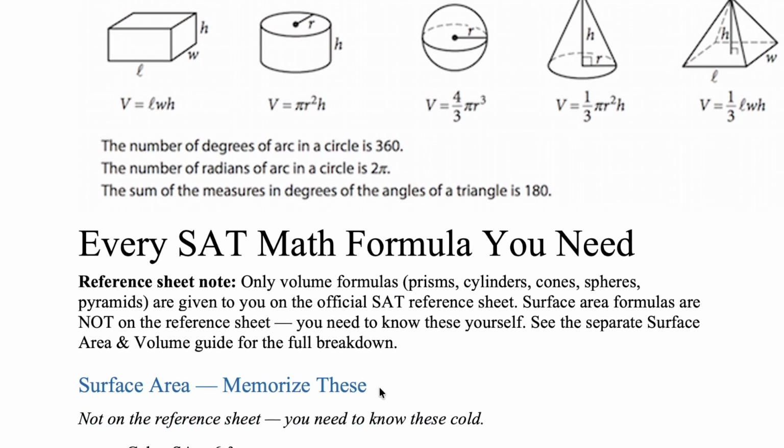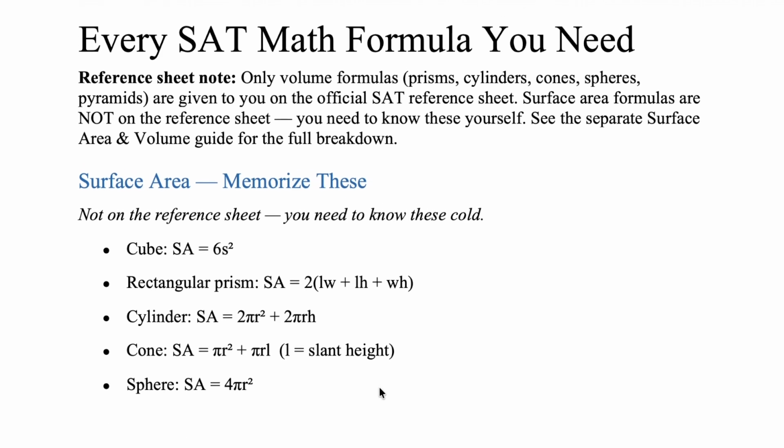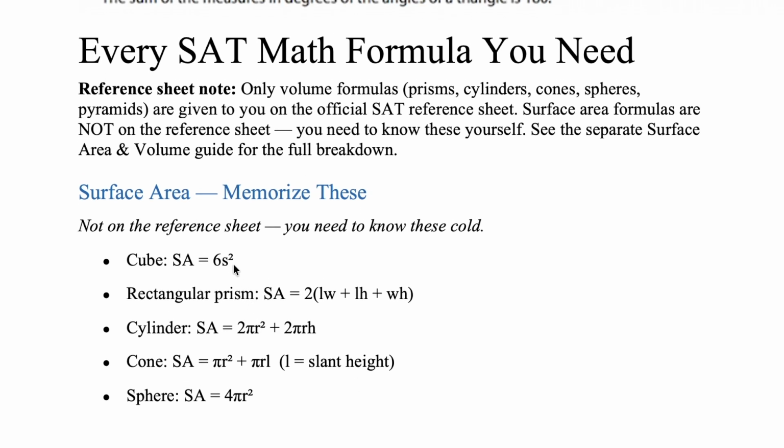Now onto the equations you actually need to memorize. The first is surface area. The first surface area formula you should memorize is a cube. A cube is just 6s squared, where s is one side length. That means it's s squared, which is the area of one side, times 6 because there are 6 sides. For a rectangular prism, it's length times width, length times height, and width times height, which are all the possible combinations, and then that times 2 because there are 2 of each side.